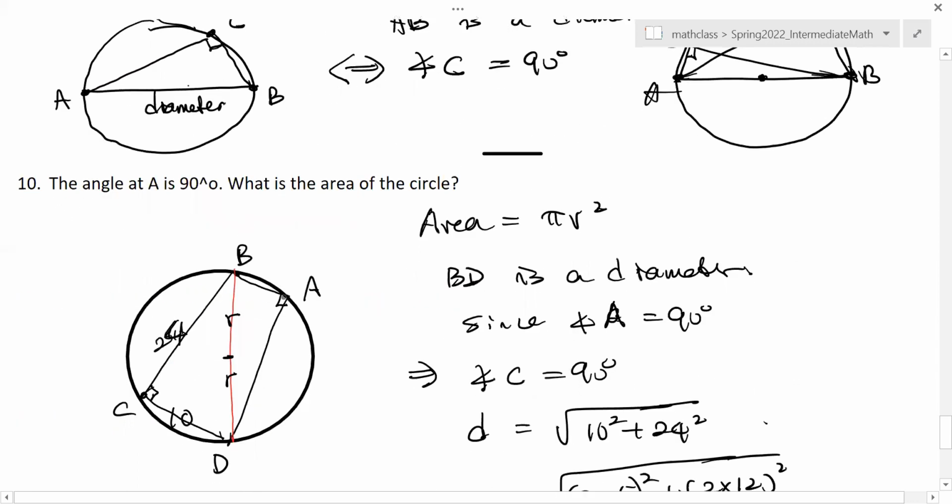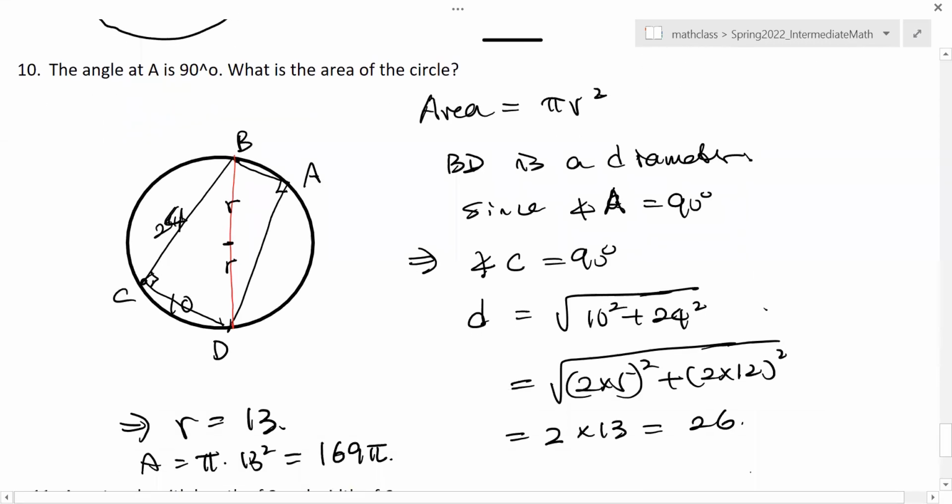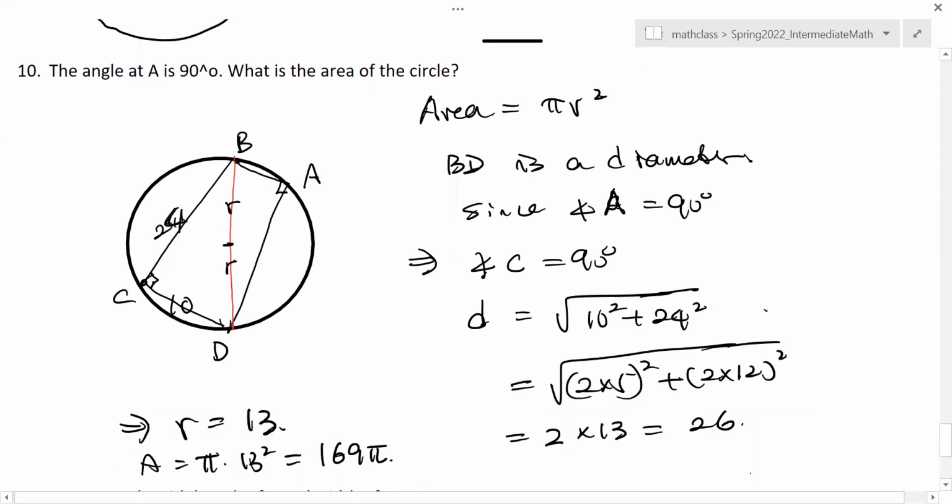If the angle at point A is 90 degrees, that implies BD is a diameter. If BD is a diameter, then the angle at C is 90 degrees. So go to the other triangle. If the angle at C is 90 degrees, then you can apply the Pythagorean theorem to find the length between B and D, which is the diameter, 2 times 13, 26. Then once you get the radius, you find the area.